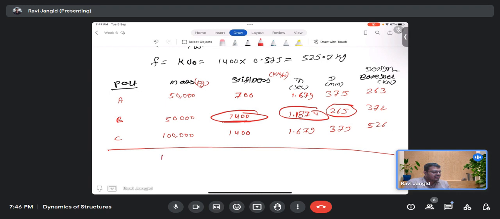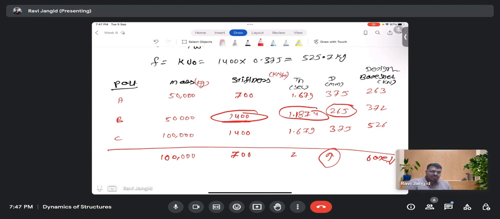I think he has a doubt. He was saying, if we have a case with a mass of 100,000 and the stiffness as 7,700. In that case our time period will also increase, let us say around 2 seconds. In that case, my base shear will reduce, but at the same time, my peak displacement is increasing.